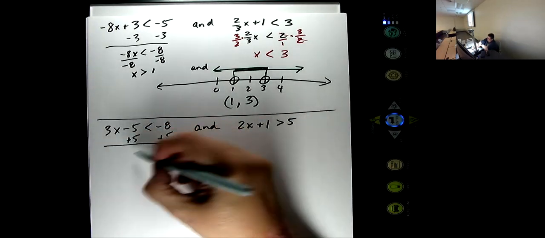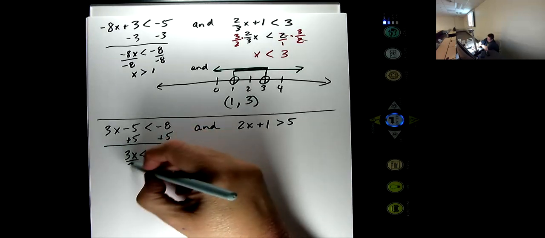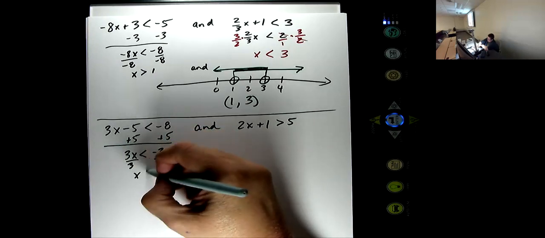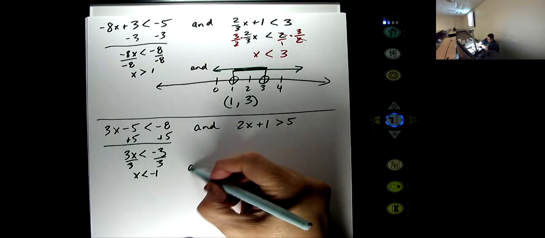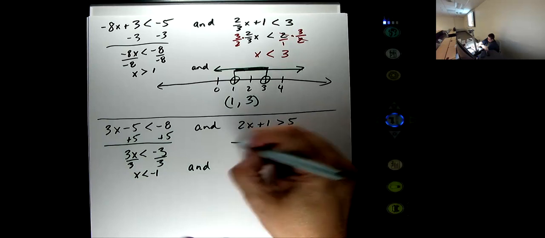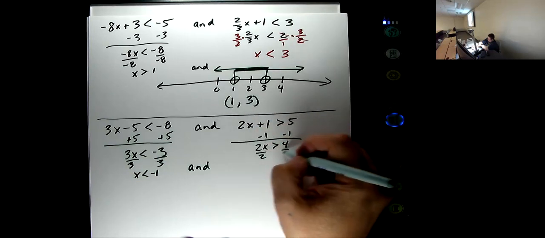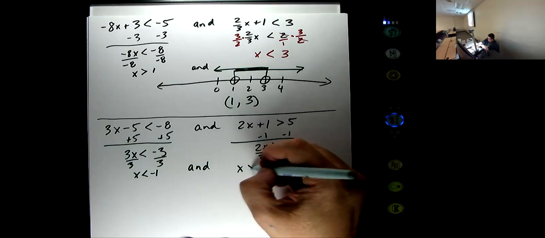Add 5 to both sides here, we get 3x is less than -3. Divide by 3, we get x is less than -1. And subtract 1 here, we get 2x is greater than 4. Divided by 2, we get x is greater than 2.